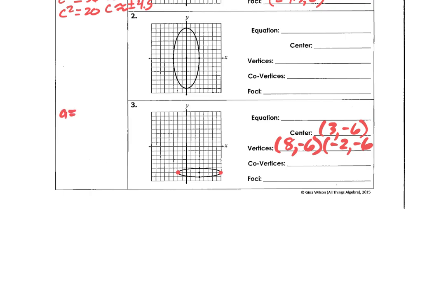So the a value is 5, which means a squared is 25. My b value is only going up 1 and down 1. So my b value is 1. And b squared would also be 1.